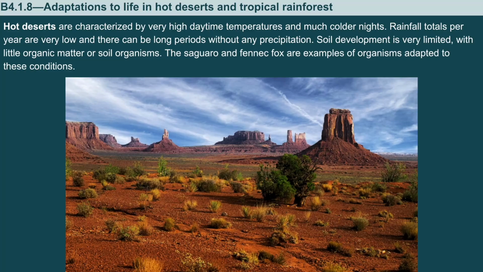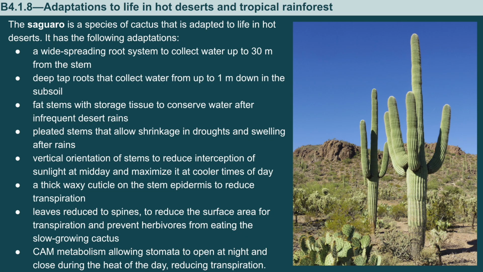Rainfall totals per year are very low. There can be long periods without any precipitation. Soil development is very limited, so there's little organic matter, few soil organisms. We're going to look specifically at the saguaro cactus and the fennec fox as examples of organisms adapted to these conditions. So first up, a plant, the saguaro.